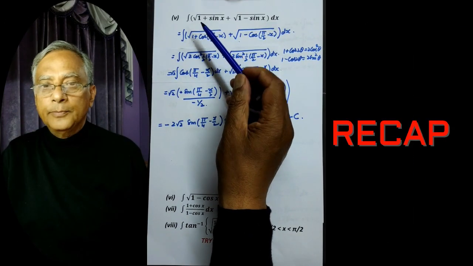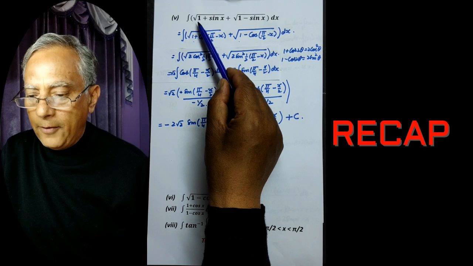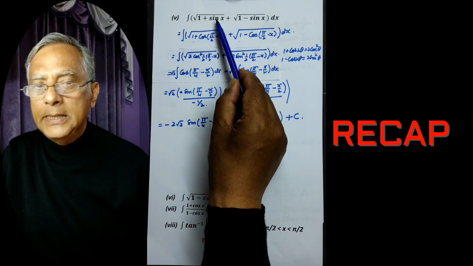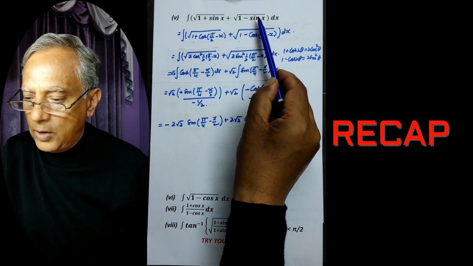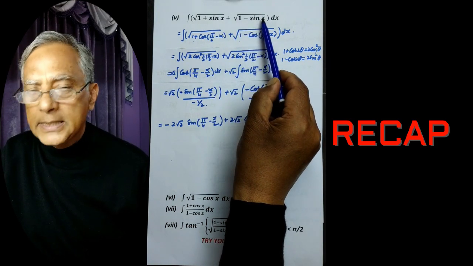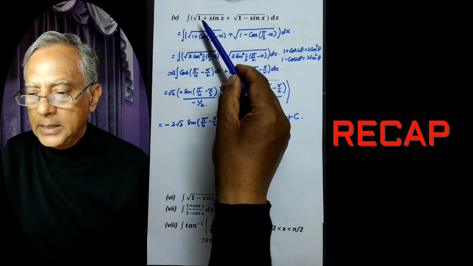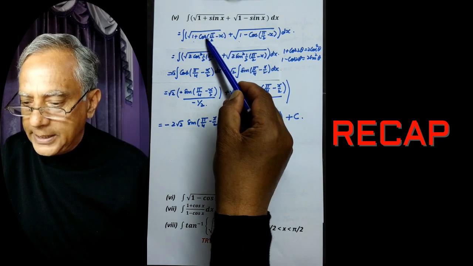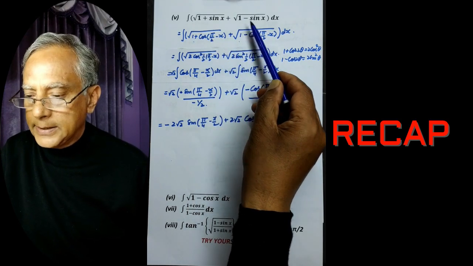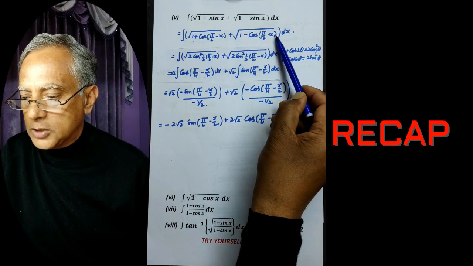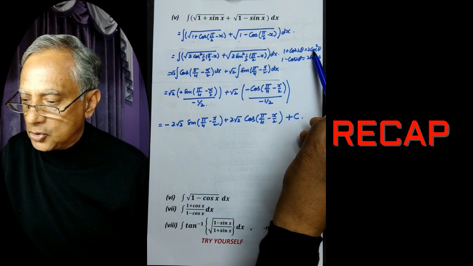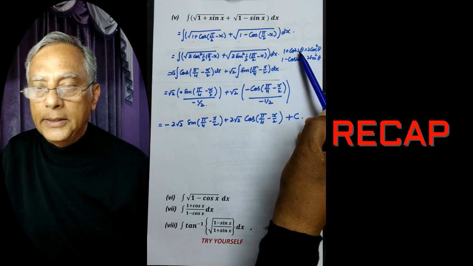In this question, we do not have a formula for 1 plus sin x, but we have a formula for 1 plus cos x. And similarly, 1 minus sin x, we don't have a formula, but for 1 minus cos x, we have a formula. So we change this into cos. 1 plus cos pi by 2 minus x, and this can be written as 1 minus cos pi by 2 minus x, and 1 plus cos 2 theta is 2 cos square theta.